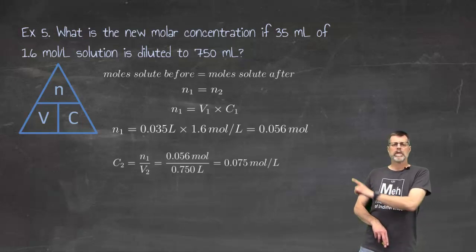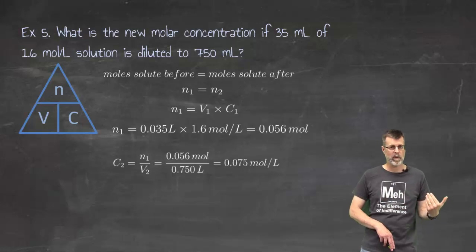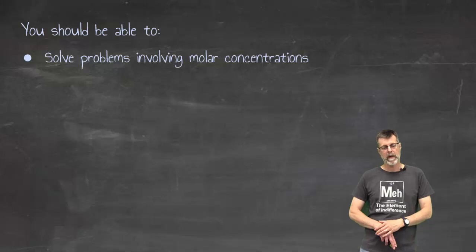Really what you want to do is keep track of which one is which, because the biggest mistake that's going to be made is getting the pairs mixed up. So 35 milliliters has to go with 1.6. If I get those turned around, it's all going to go badly. Okay, that's really all there is to it. There's not much more we can do.